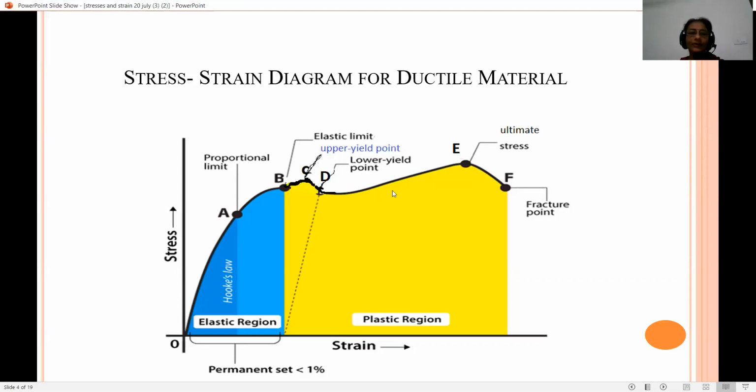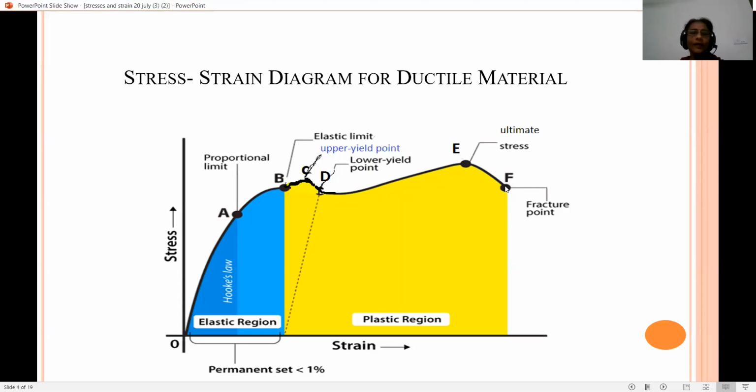Beyond point D, if we further increase the tensile load, stress and strain both will appreciably increase and there will be deformation of the component, and up to point E, material will be able to withstand maximum value of the stress without failure, and that point is known as ultimate stress.